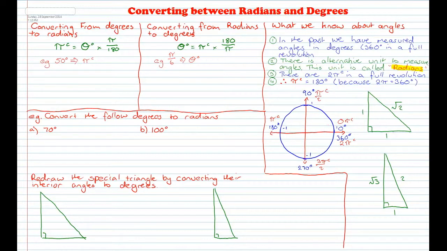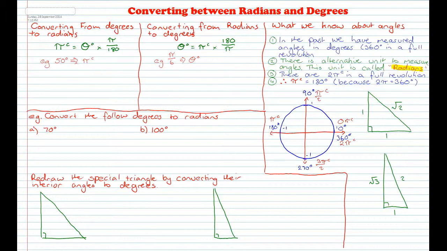Now, you can see I've got some special triangles over here. We're going to cover that very soon. But let's now have a look at how to convert from degrees to radians up the top left-hand side of the screen. As you can see here, the rule says radians is equal to the number of degrees times pi on 180. So for your example, it says convert 50 degrees into radians.